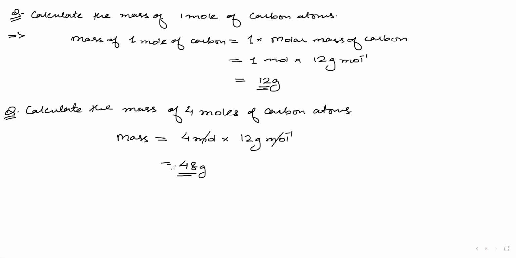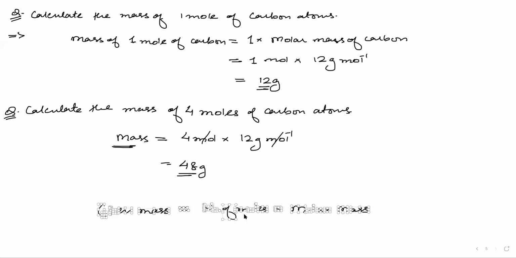Any doubts in these type of questions? No, sir. Okay. So please copy this, and also write the formula. This mass is the given mass, the mass that you can hold if you are measuring it. This 48 grams is the given mass. We will call this given mass is equal to number of moles into the molar mass.